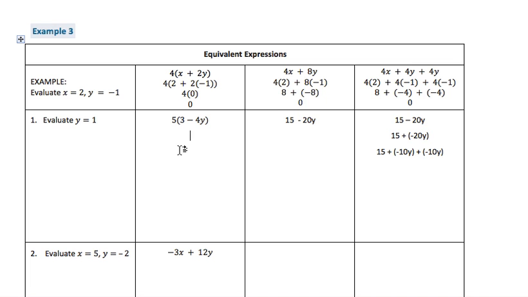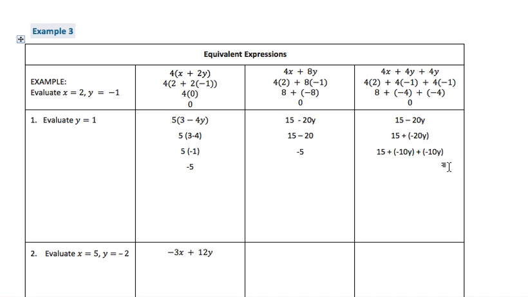And then if we continue on to solve, in the first expression we would have 5 times 3 minus 4 times y, and y is 1, so 4 times 1 is 4. Which is 5 times negative 1, which is negative 5. Next expression, 15 minus 20y. Y, remember, is 1, so 20 times 1 is 20. And 15 minus 20 is negative 5.